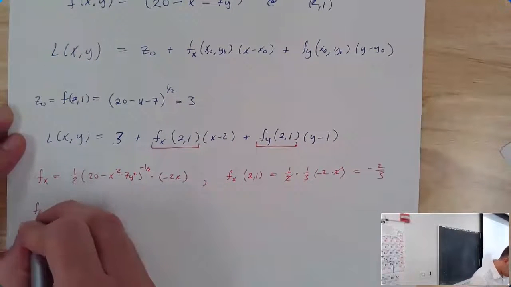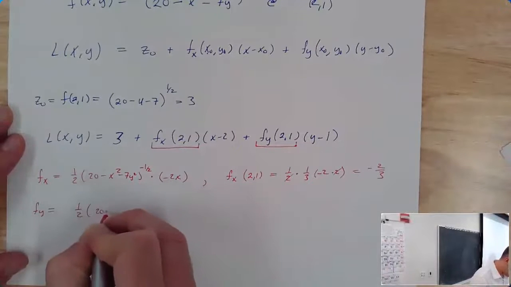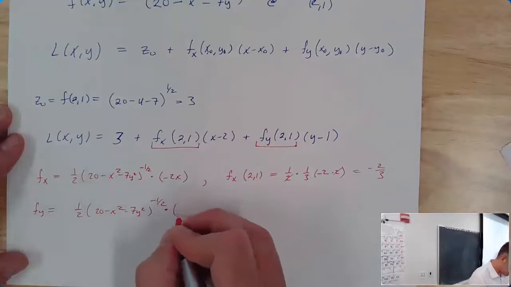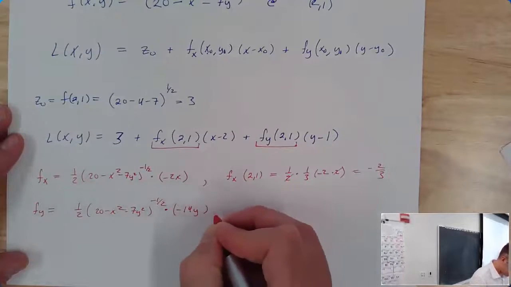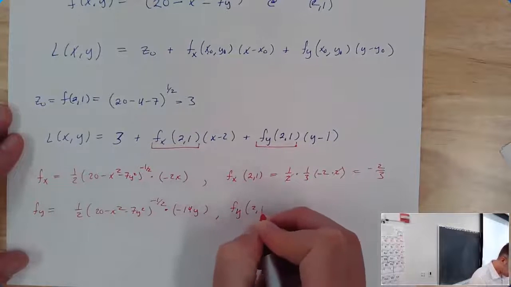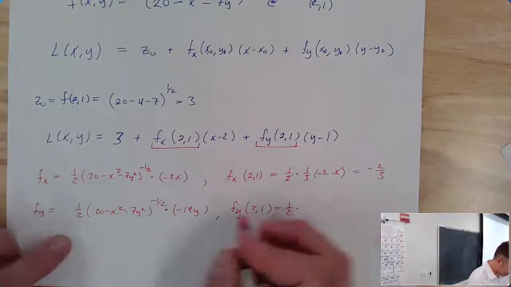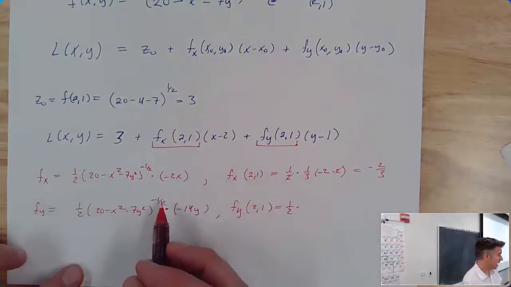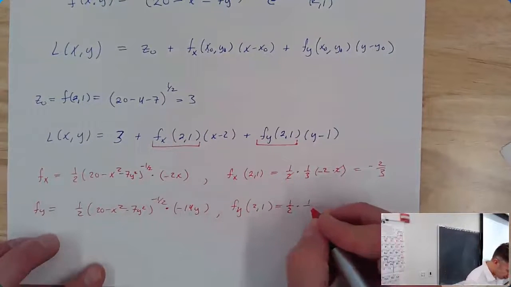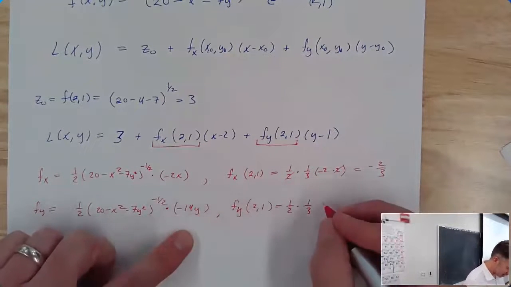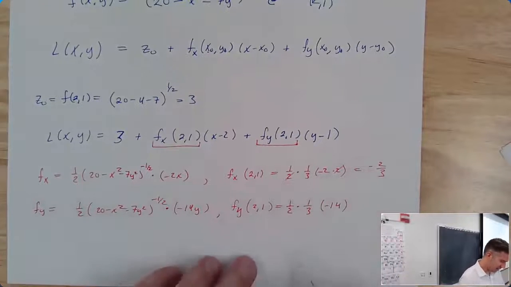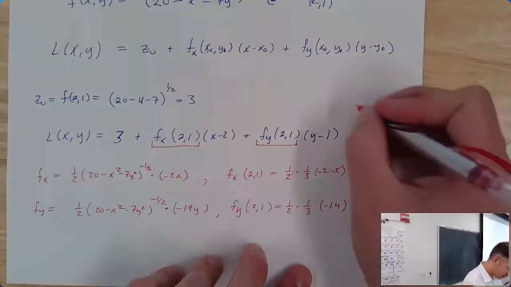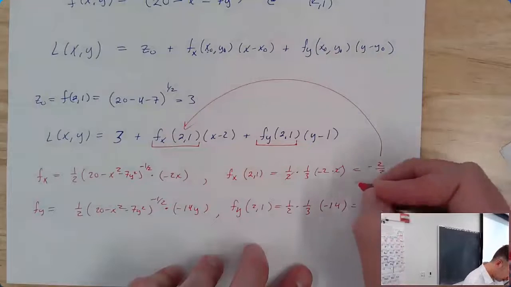Similarly, f_y is going to be 1/2 times (20 minus x squared minus 7y squared) to the negative 1/2 times negative 14y. And if we plug in f_y at (2, 1), it is going to be 1/2 times, again, 1/3. We're just plugging into the same thing. We're getting a 9 to the negative 1/2, which is 3 to the negative 1, which is 1/3. And then negative 14 times y is just negative 14 times 1. So that ends up simplifying as negative 7/3. And that's what's going in there and going in there.